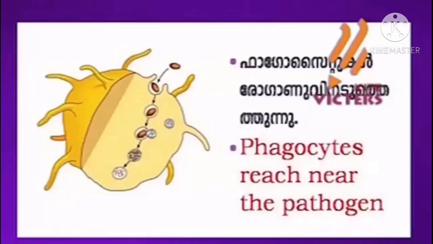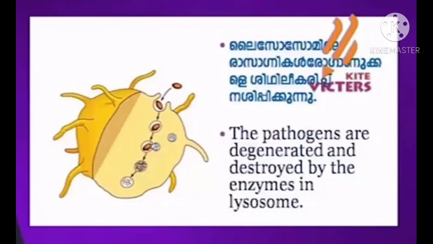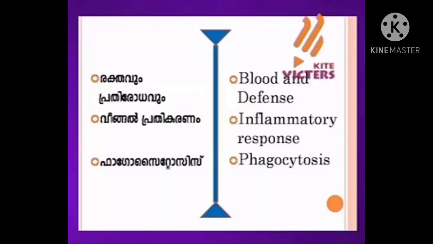Phagocyte reaches near the pathogen. The lysosome combines with the membrane sac. The pathogens are degenerated and destroyed by the enzymes in it. This is the flow chart of phagocytosis. This is about the blood and defense, inflammatory responses, and phagocytosis. Thank you.